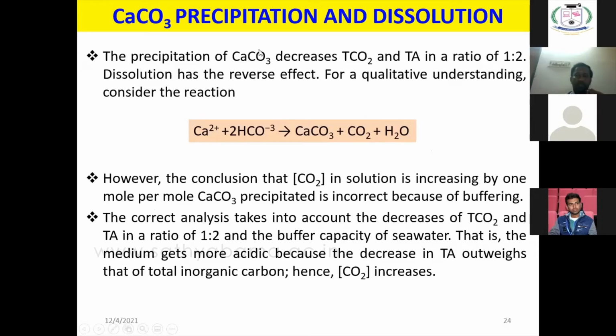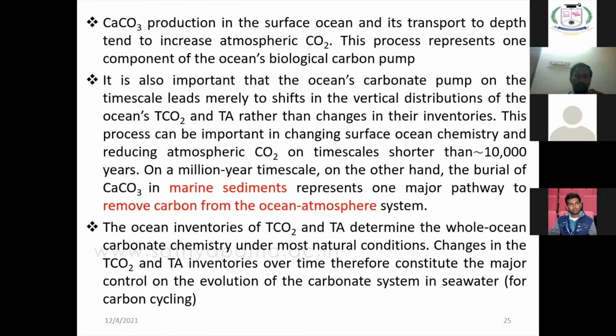Of course, in the precipitation and the dissolution, calcium ions react with bicarbonate ion, which will form calcium carbonate and also generate carbon dioxide. So, according to this equation, the formation of calcium carbonate by reacting bicarbonate ion and calcium ion also generates carbon dioxide: 1 mole of carbon dioxide per 1 mole of calcium carbonate formed. Calcium carbonate produced at the surface of the ocean and transported to the depth of the ocean tends to increase atmospheric CO2. This process represents one component of the ocean's biological carbon pump.